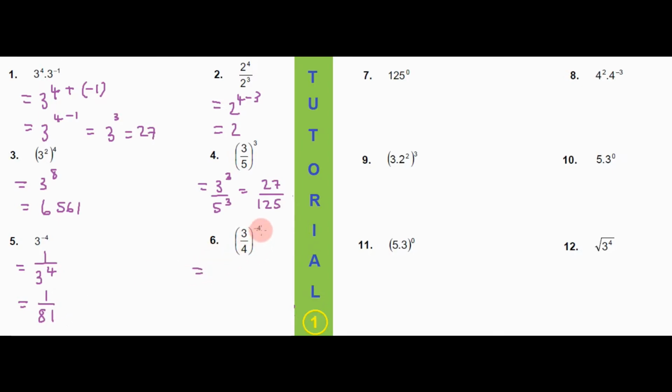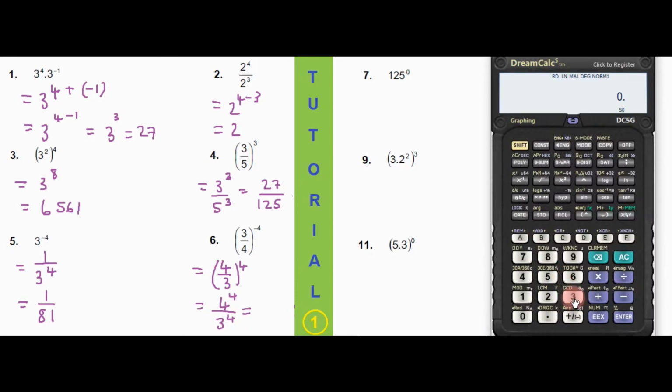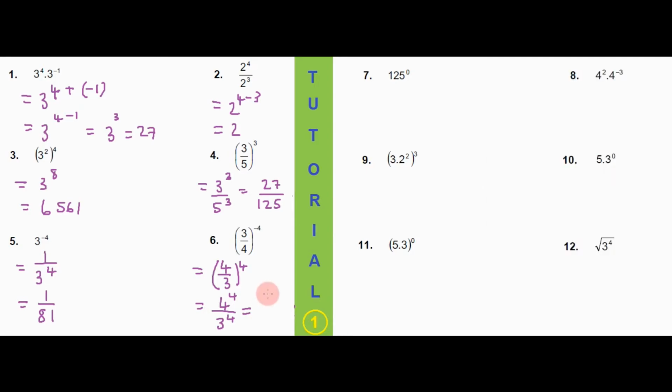Here we have a fraction raised to a negative power. We invert the fraction, and the power becomes positive, and now we can apply the power to both the numerator and the denominator. And once again, 4 to the 4 is 256, so it's 256 over 81. In number 7, we know that anything raised to the power 0 equals 1.